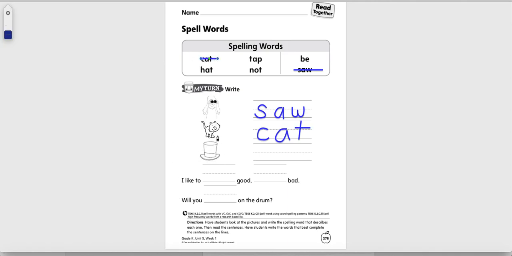Let's look at the next picture. Which of the spelling words matches this picture? Hat.